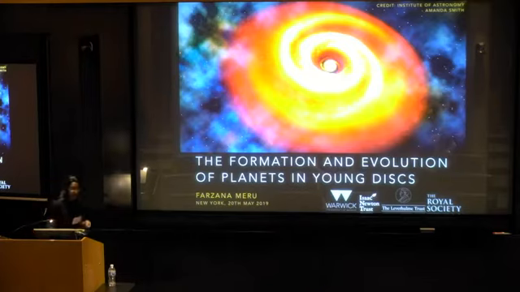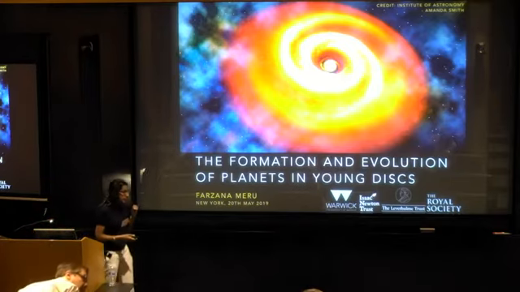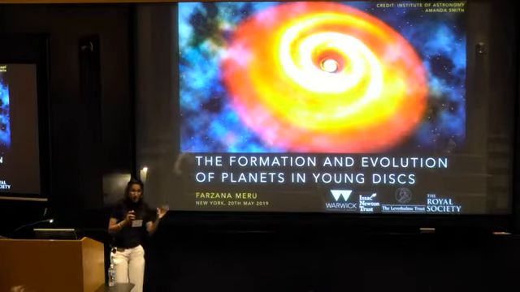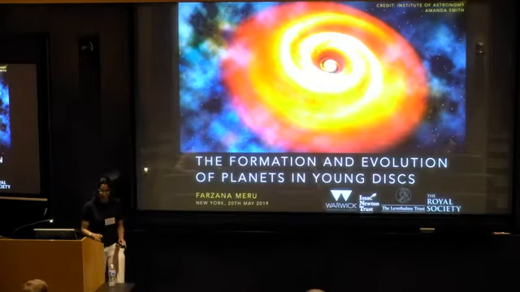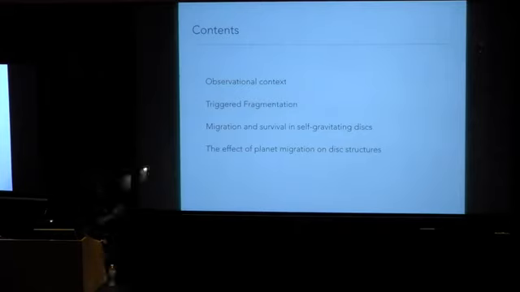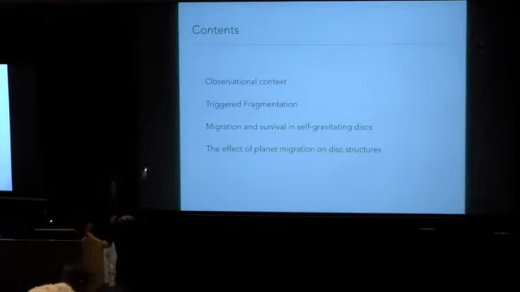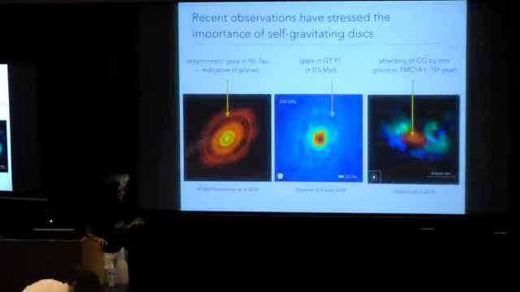Indeed. So I'm going to spend the next 20 minutes talking mostly about self-gravitating disks, which Kathy has really nicely introduced for us. I'm going to start off by giving you a little bit of observational context. I'll then talk about three different areas: triggered fragmentation, migration of planets in these disks, and then also how planets in disks can affect the disk structures.